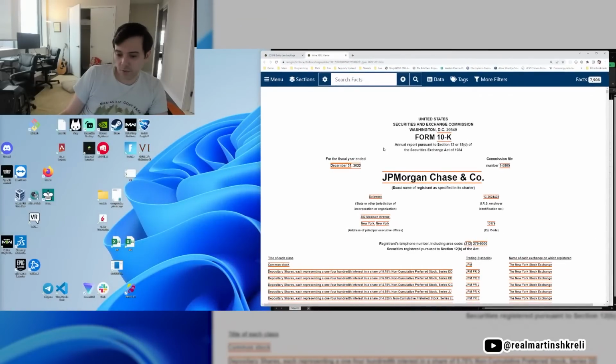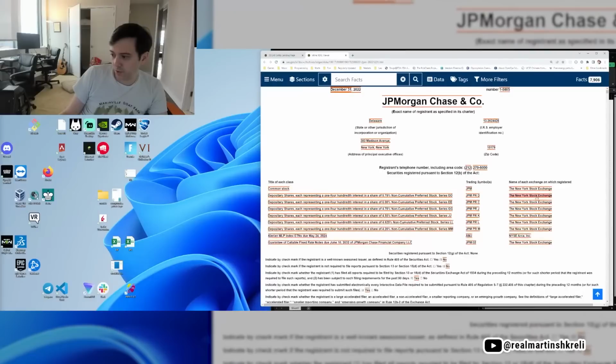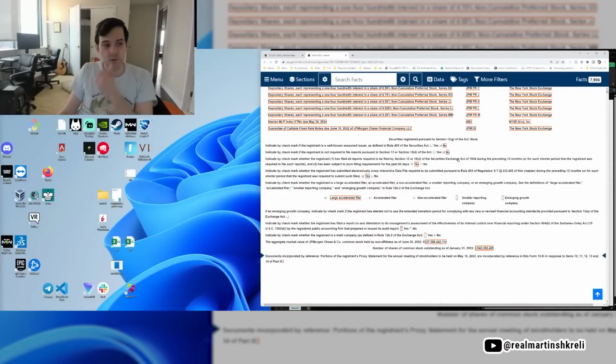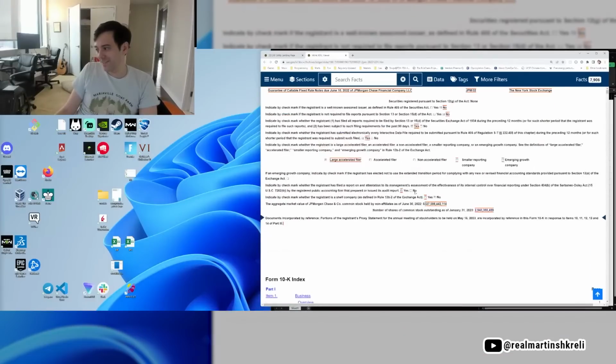JP Morgan's 10K is very important to read, because if you think about what the biggest businesses in the world are, JP Morgan's one of them. So if you want to be somebody who's interested in the stock market or cares, reading this once a year is not too much trouble to undertake. Now, the most important thing about 10Ks to me is that right on their first page, you can see how many shares outstanding the company has.